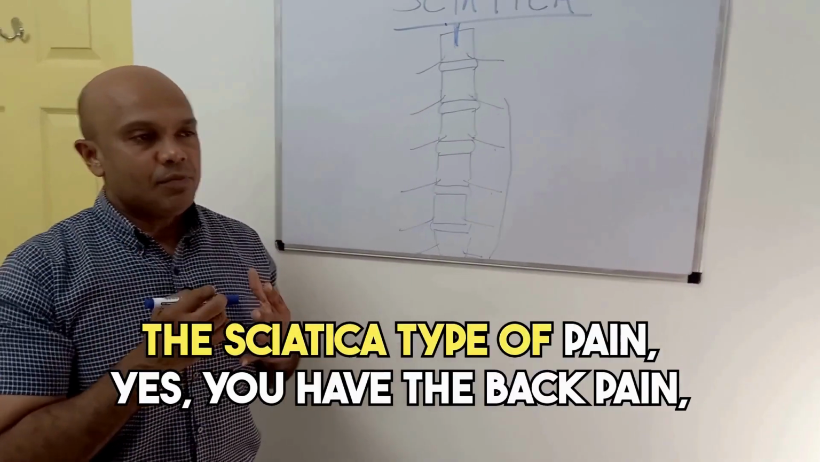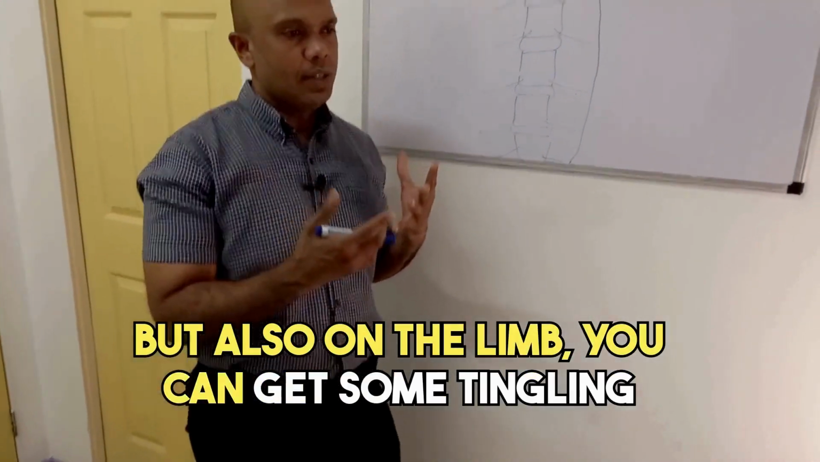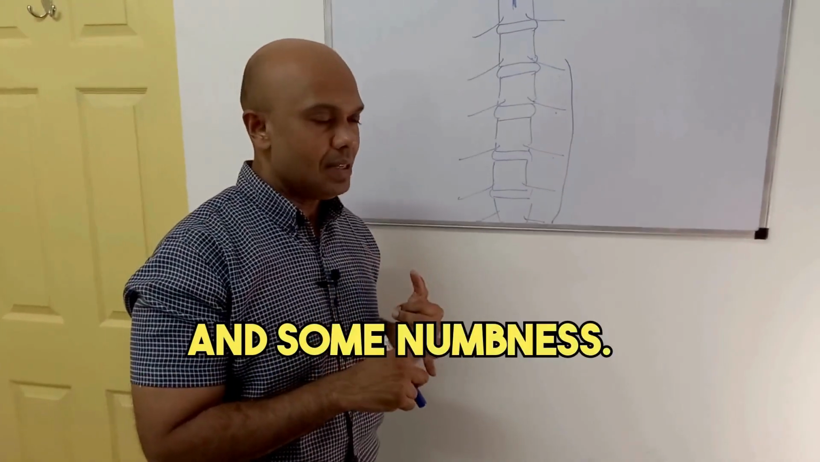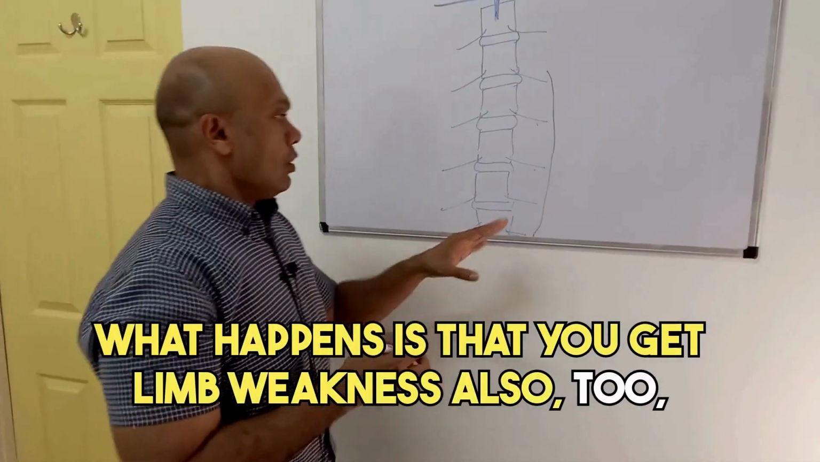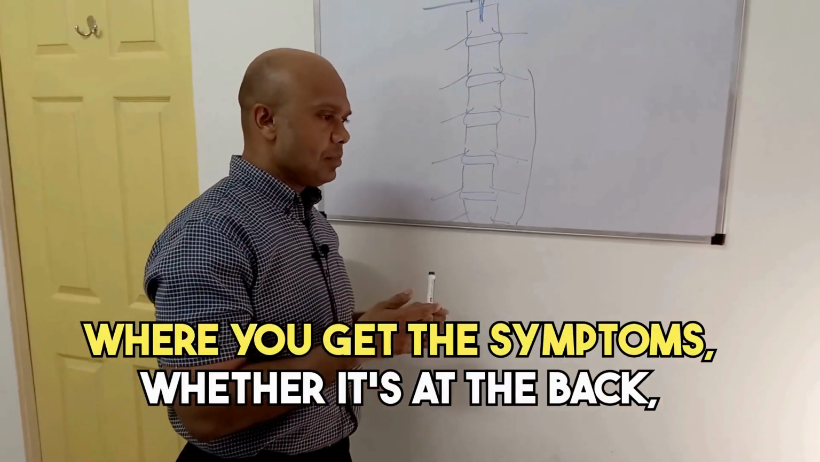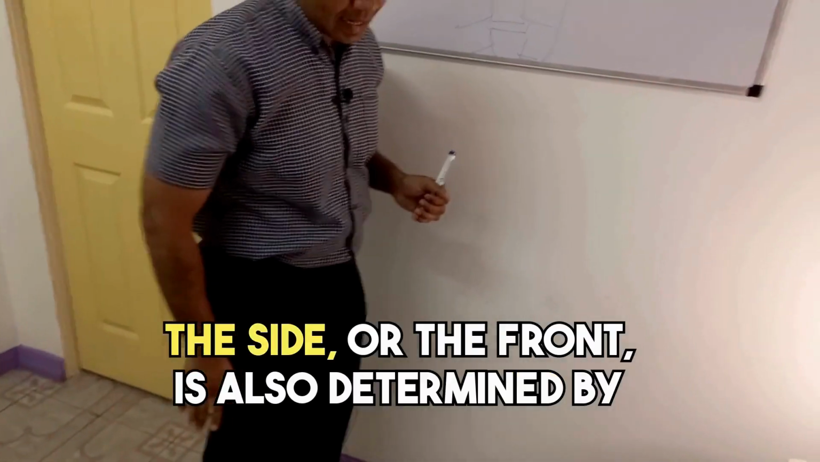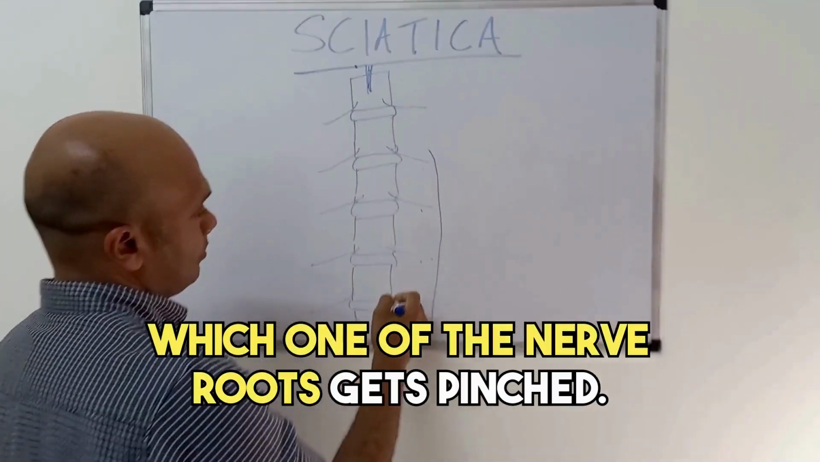In the sciatica type of pain, yes, you have the back pain, but also on the limb, you can get some tingling and some numbness. When the pinching gets very severe, what happens is that you get limb weakness. Also too, the section of the leg, lower limb, where you get the symptoms, whether it's at the back, the side, or the front, is also determined by which one of the nerve roots gets pinched.